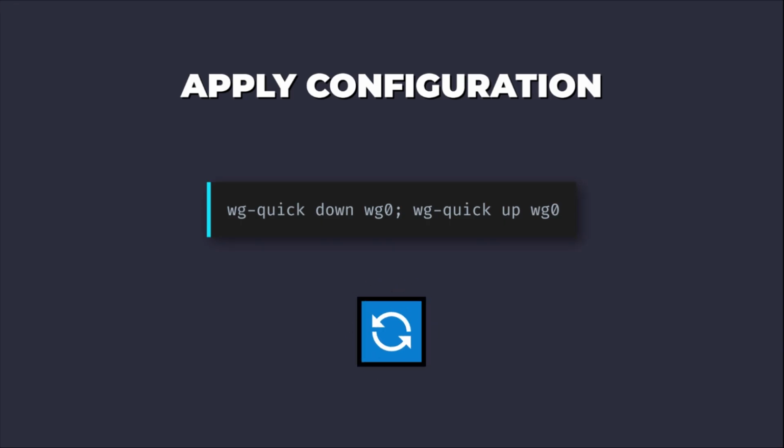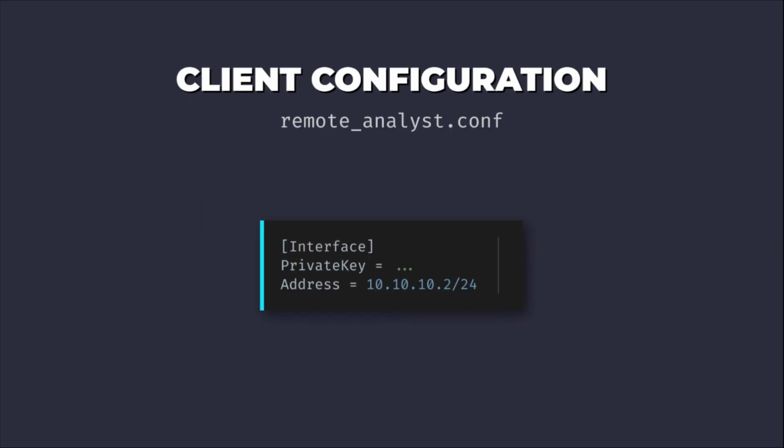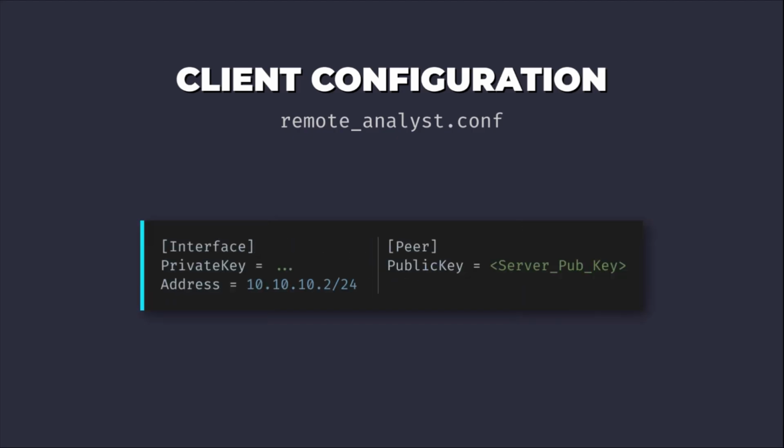Apply the configuration changes by restarting the service. wg-quick down wg0, then wg-quick up wg0. The client configuration file, remote_analyst.conf, contains two main sections. The interface section holds the client's private key and its assigned tunnel IP address, 10.10.10.2/24. The peer section points back to the server. Use the server's public key here.